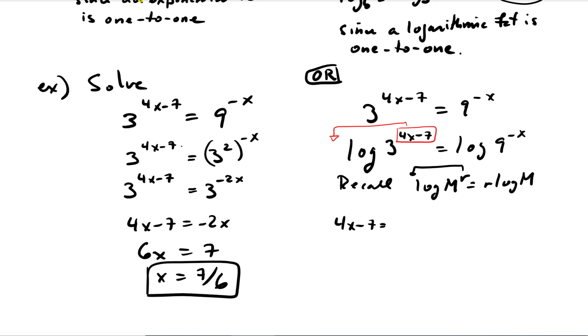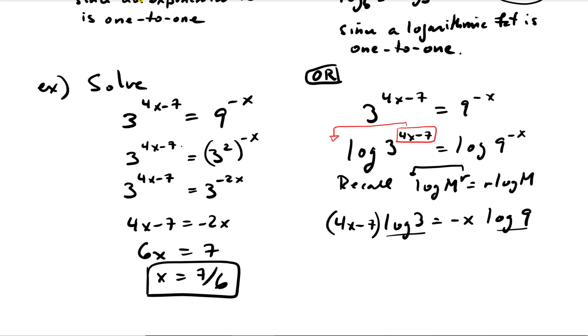4x minus 7 log of 3 is minus 9x log of 9. So this has, and let's put this in brackets because it multiplies, all that multiplies log 3. Why did I send the exponents in front? The advantage is that now this is going to be a number, this is going to be a number.